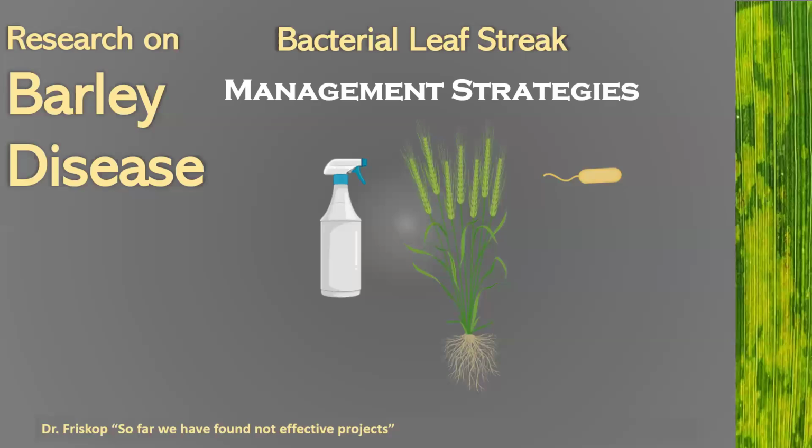And finally, what are we doing for bacterial leaf streak? Bacterial leaf streak, as we see in two states, has been identified as really problematic. And what are we doing? Dr. Andrew Friskop is looking at management strategies, spraying a lot of things. The bad news is he's tried everything, including the kitchen sink, and has not been able to find management strategies that are effective against this, but we're still trying new formulations in order to get new results.